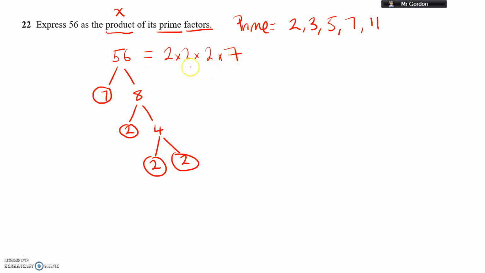There you go, there's your answer. 2 times 2 times 2 times 7. If you work that out, it'll give you 56. That's what they mean by expressing it as a product of its prime factors.